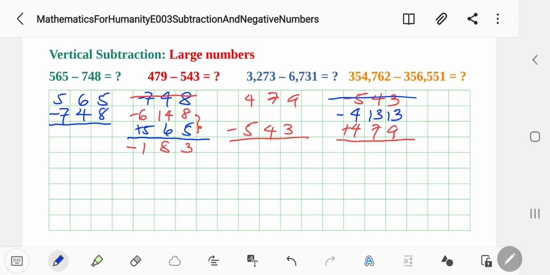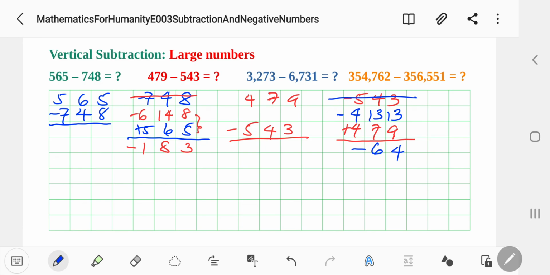So you can cross this out, and then you have 13 minus 9 is equal to 4, and 13 minus 7 is equal to 6, and then 4 minus 4 is equal to 0. So you don't write 0 anymore, and then you just bring down the negative sign. That's how you do it.